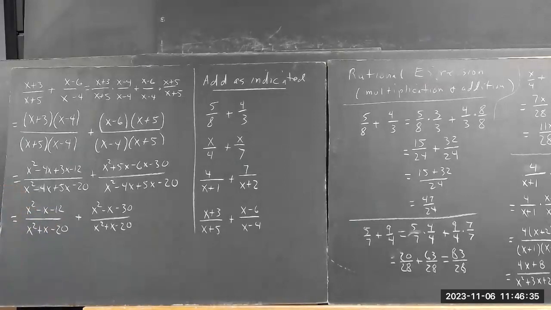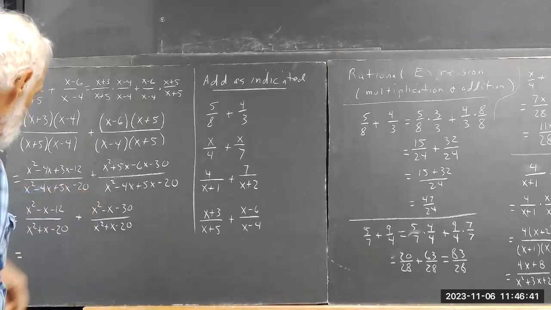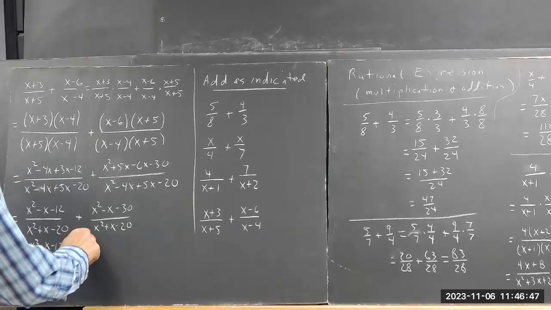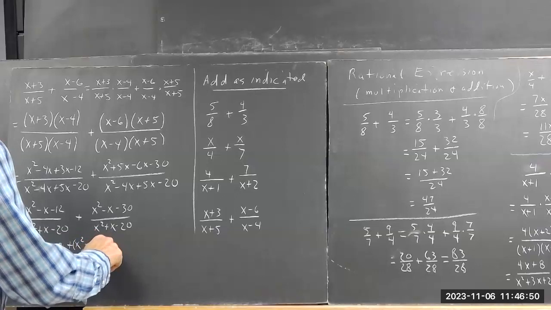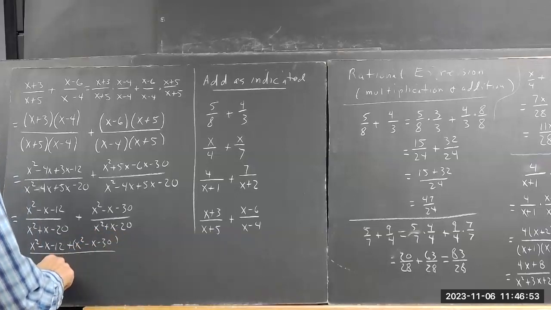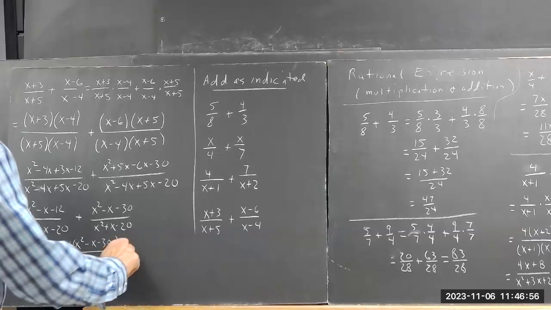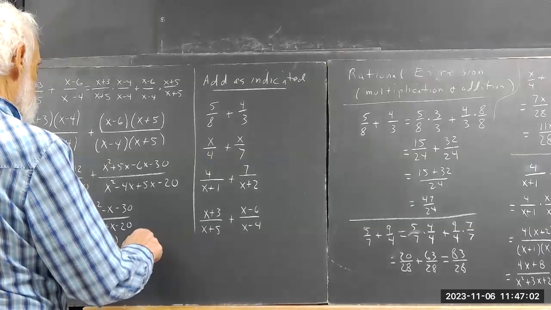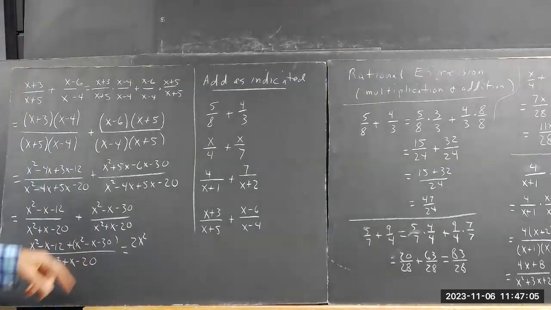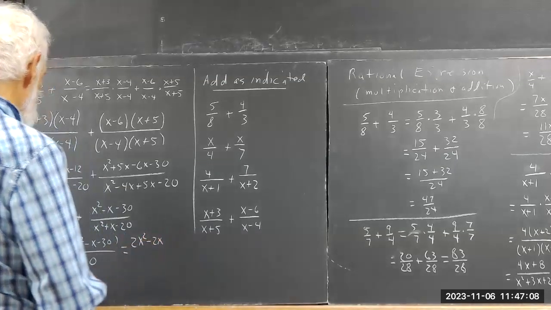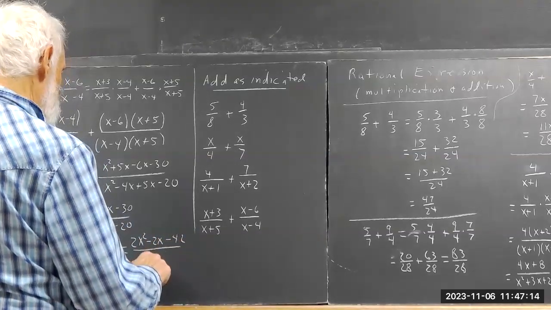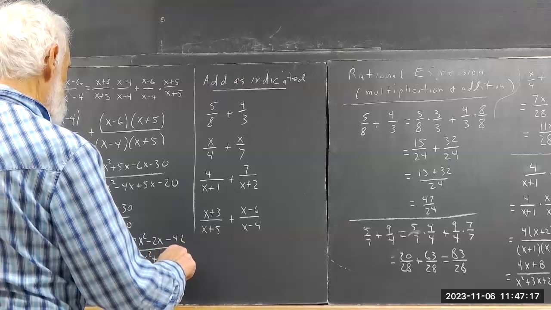And I believe we get this. Not going to read it to you, it's right there. And then we add the two numerators. Well, then we got x squared plus x squared, which is 2x squared. We got minus x and minus x, which is minus 2x. We have minus 12 minus 30, which is minus 42. All that divided by x squared plus x minus 20.